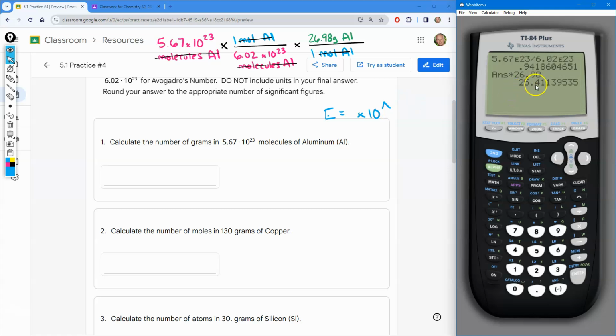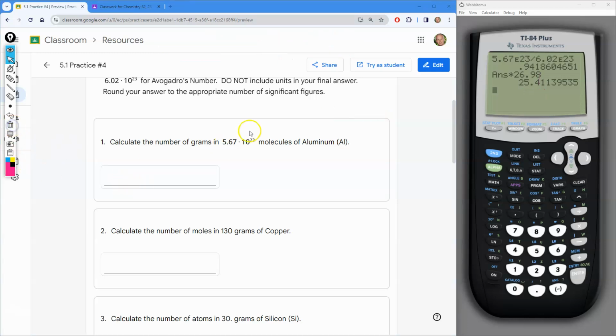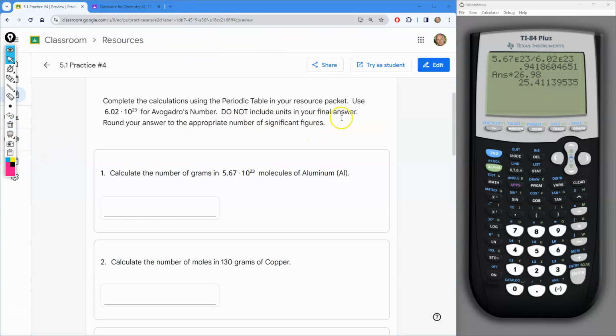So we get an answer of 25.41139535. So we have 3 significant figures in our given 5.67. So we want to underline the first 3 significant figures and then look at the 4th value here. So that's a 1. That's not enough to round up. So my answer here would just be 25.4. And be careful, on the practice here, it says to not include units in your final answer.